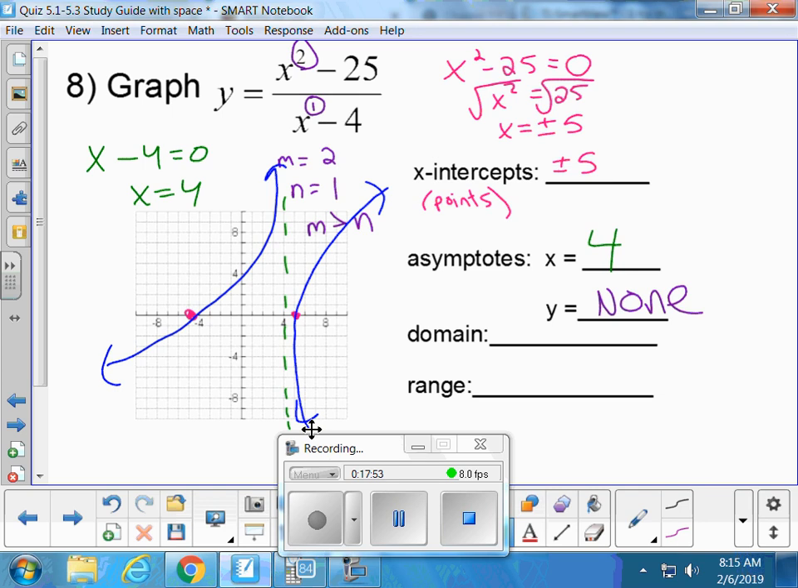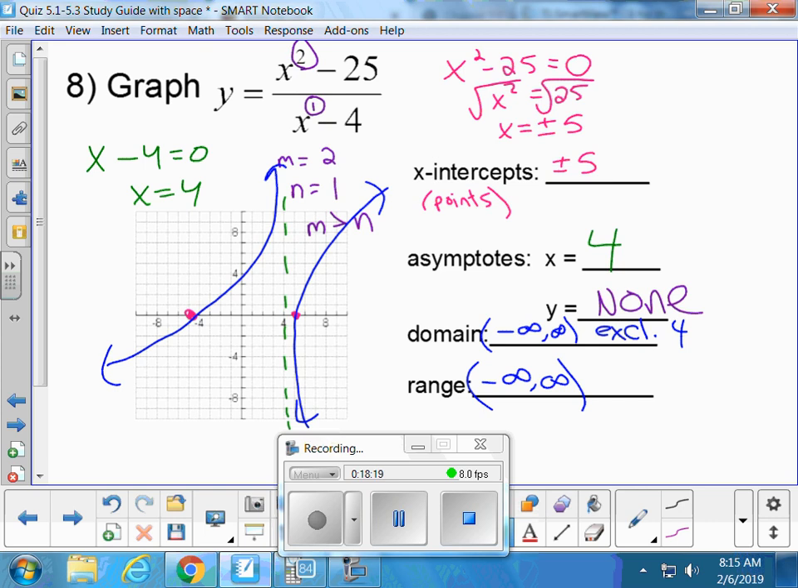All right, what are we going with for domain? Negative infinity to infinity. Are we excluding anybody? Yep, excluding 4. And what about range? Looks to me like it can go everywhere up and down. There's no exclusions. I don't see anywhere we can't go up and down because there's no horizontal asymptotes.